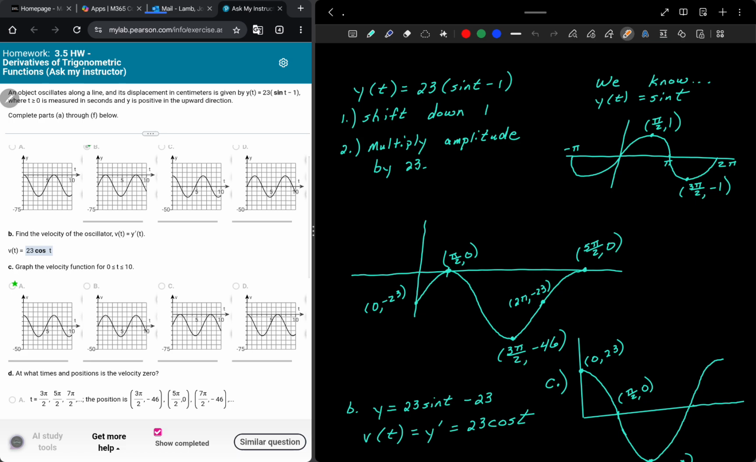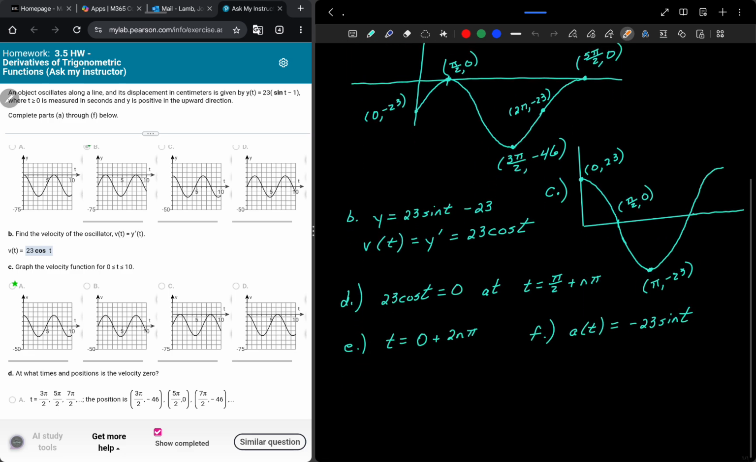Now for part B, it's asking just for the velocity function. Well, velocity is the derivative of the position function. What I wanted to go ahead and do is I distributed my 23 through my position function. And I said, well, the position function is 23 sine t minus 23. I take the derivative of that. Well, the derivative of 23 sine t is 23 cosine t. And of course, the derivative of any constant is 0, so that dropped out.